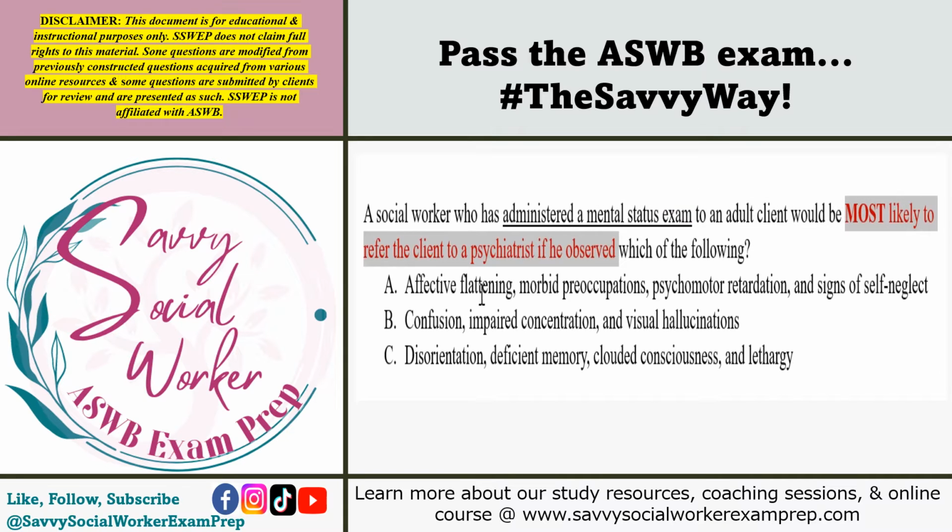Okay, affective flattening, morbid preoccupations, psychomotor retardation, and signs of self-neglect are these things that we would want to refer a client to a psychiatrist for. Affective flattening is basically a flat affect, morbid preoccupation, psychomotor retardation, and signs of self-neglect. Some of these I know off the top that we would definitely want to refer to a psychiatrist. So I'm just going to pause this and see what the other options are. Confusion, impaired concentration, and visual hallucinations.